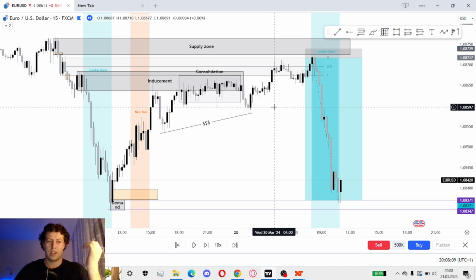Just a recap: go with the trend, search for a high probability supply or demand zone, search for liquidity and imbalances. If you have a strategy, help with the footprints and execute without emotions.